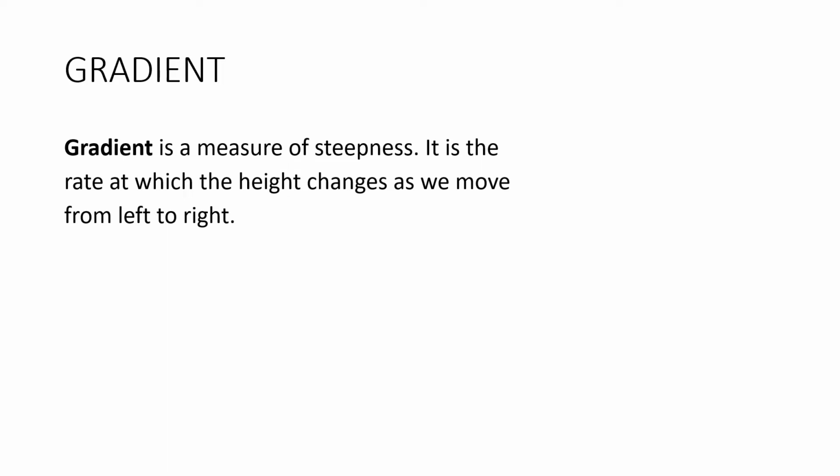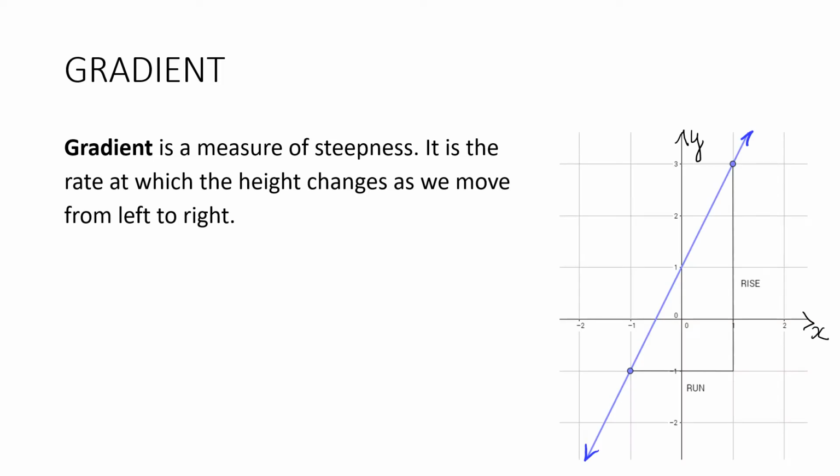Now, gradient is a measure of steepness. It's the rate at which the height changes as we move from left to right. And you will recall that we use the relationship rise over run, and that the symbol given for gradient is m.